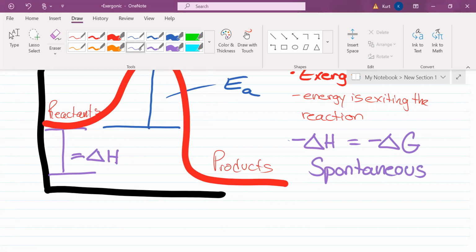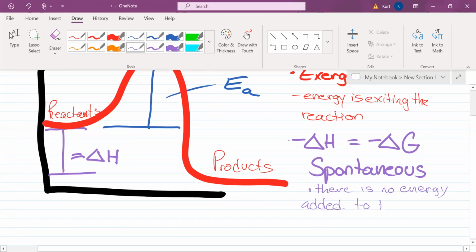In a spontaneous reaction, there is no energy added to the reaction. It's going to happen on its own. You get your hair cut, your hair falls to the floor. You're sitting on a paddleboard, you're going to go with the current because you're just going to sit there.